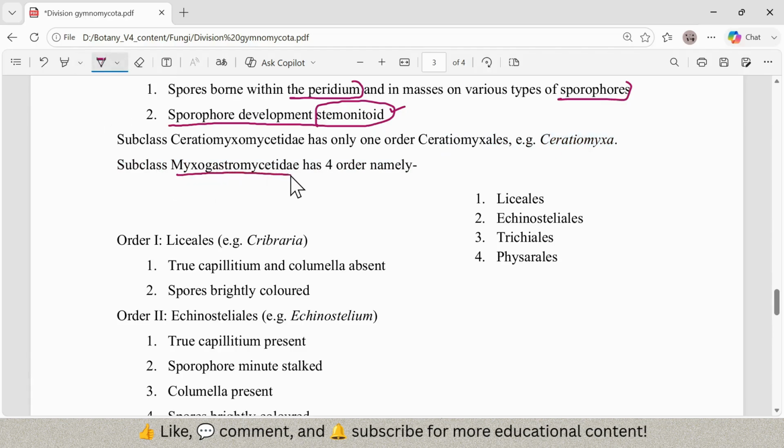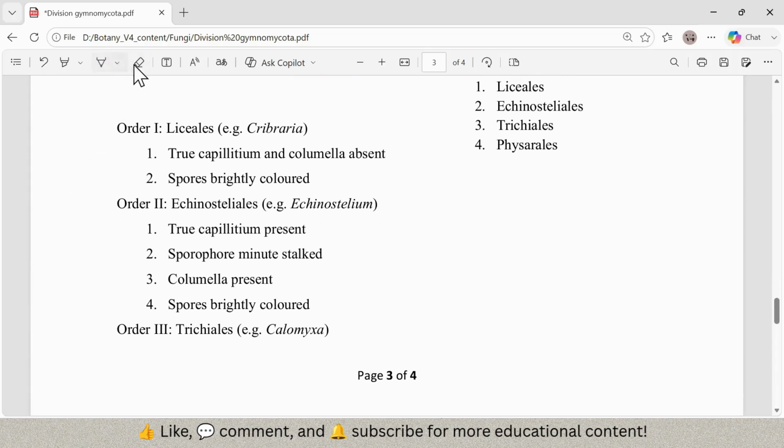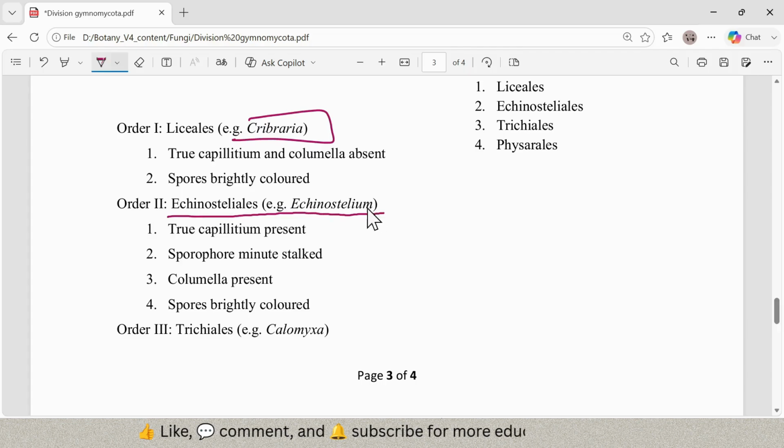Subclass 2, Myxogastromycetidae, has four orders, namely Liceales, Echinosteliales, Trichiales and Physarales. Now let's study their characteristics. In case of Liceales, you will get true capillitium and columella is absent. Spores are brightly colored and example is Cribraria. Order 2 is Echinosteliales. Example is Echinostelium. True capillitium is present. Sporophore is minute stalked. Columella present. Spores brightly colored.